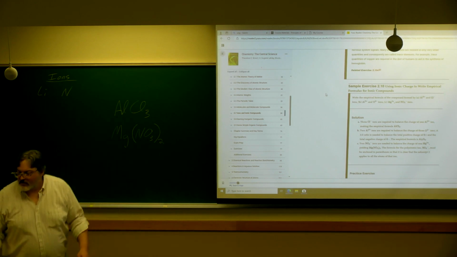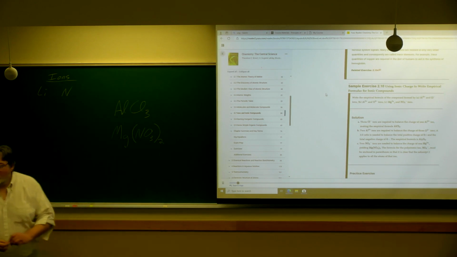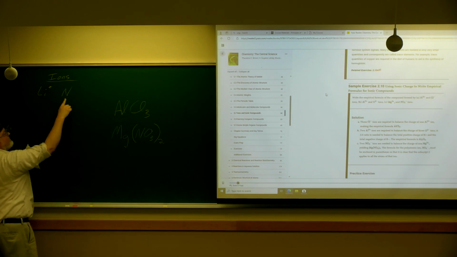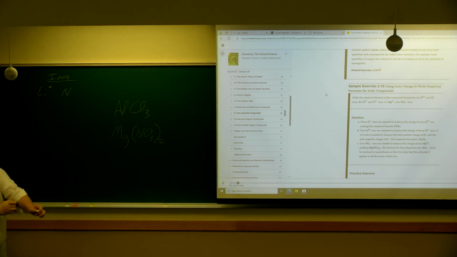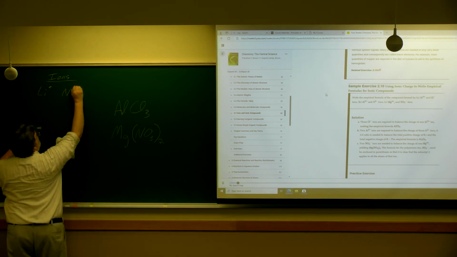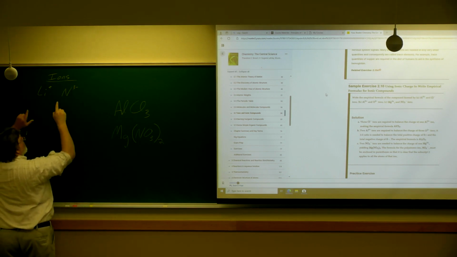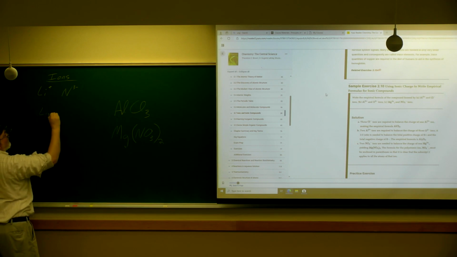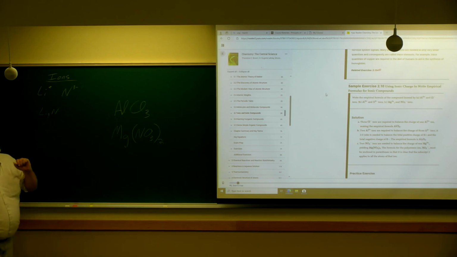So what do I have for charges? What's the charge on lithium? +1. +1, so I'll just do that. Charge on nitrogen? -3. -3. So if I want to make these balance, I have to have 3 positive charges to go with the -3. That's the empirical formula. You just make the charges balance. Does that make sense? Does it not make sense?